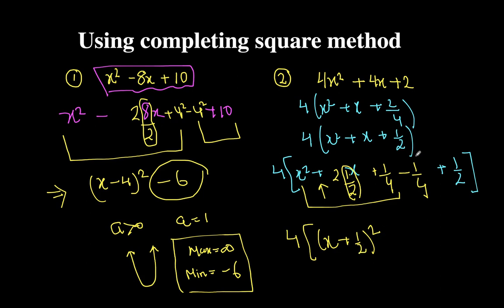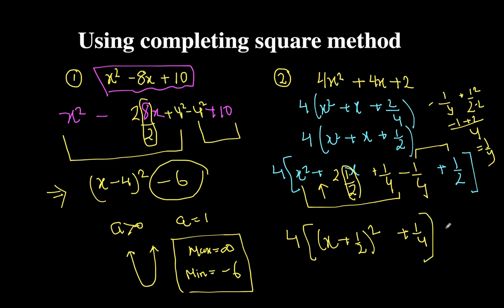Now we'll try to add these things. Minus 1 over 4 plus 1 over 2. So you can write it with a common denominator: you'll get minus 1, and this will give you plus 2, which is plus 1 over 4. So here it is plus 1 over 4.